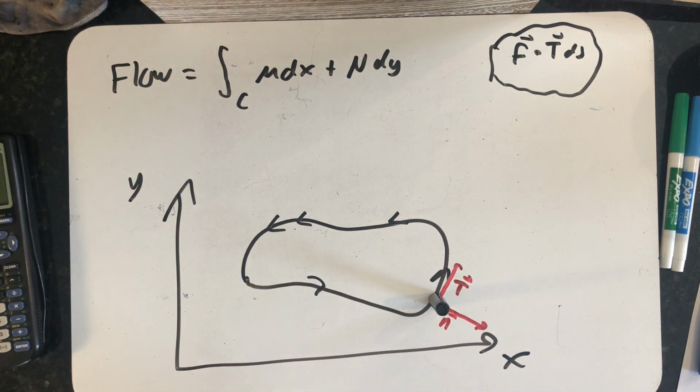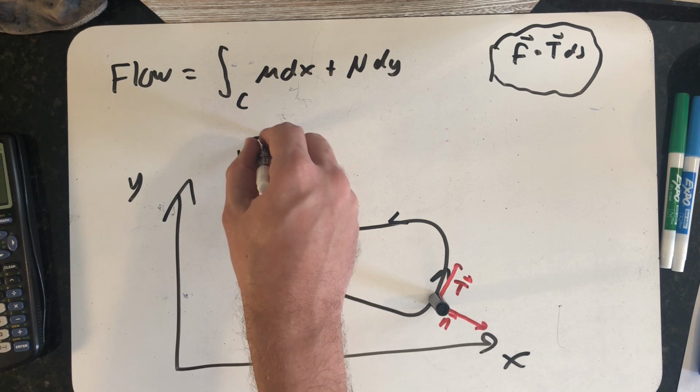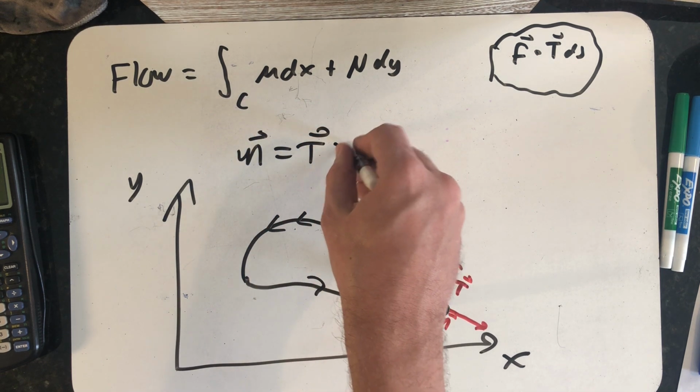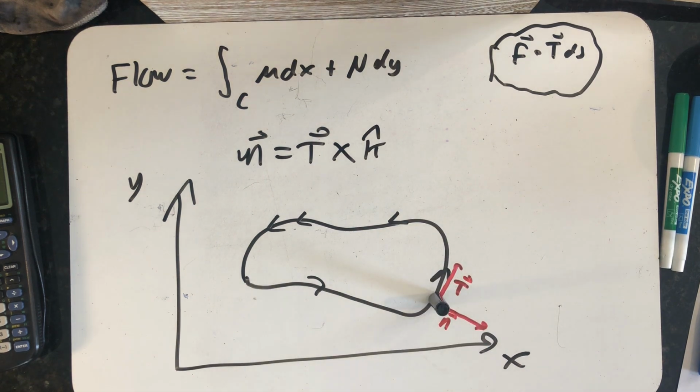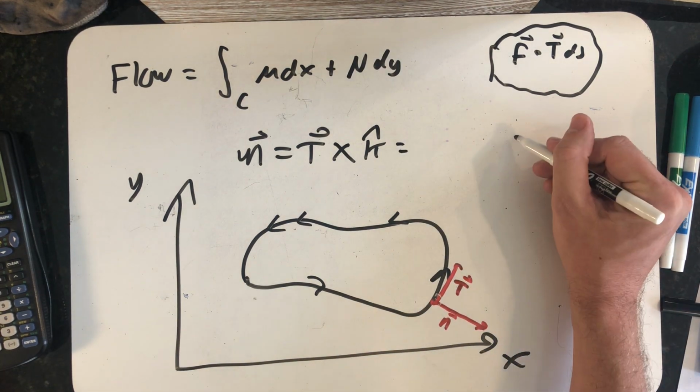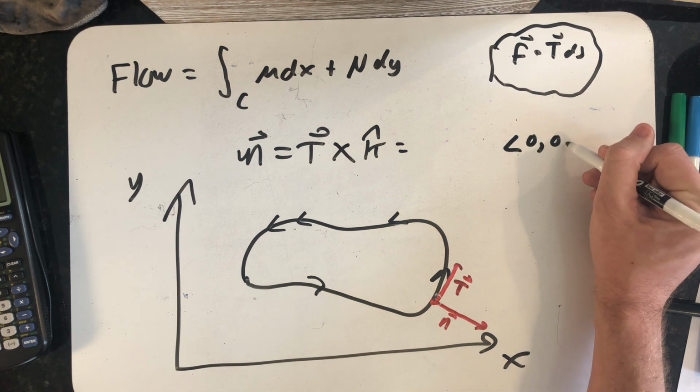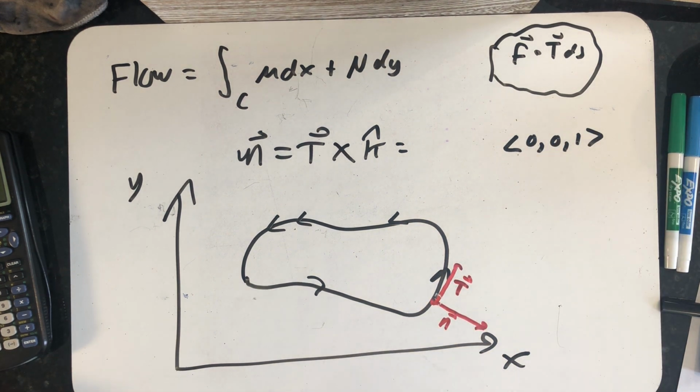And so one way I could think about n is it's the cross product between t and k. And I need to even think about it in that order. It's definitely t cross k because the right-hand rule would orient that going in the correct direction. Well, I know what vector k is. That's the vector 0, 0, 1. And so now I need to think about what vector t is.